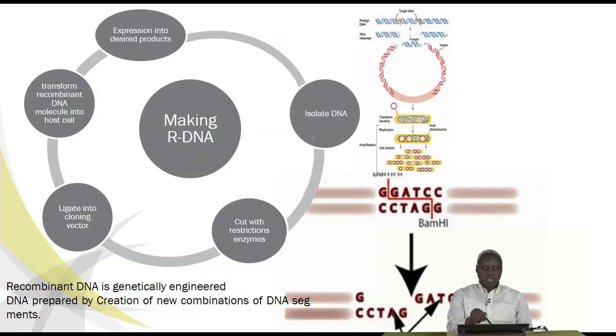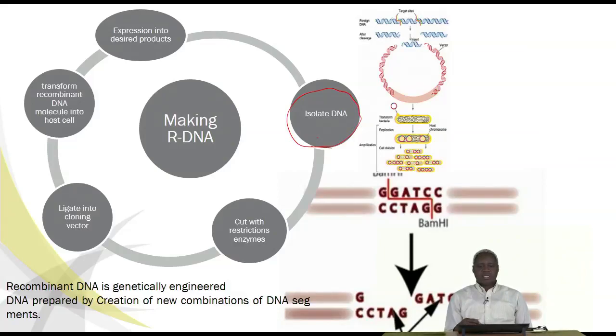The first one is isolation of DNA. This DNA, you can get from a wild type strain. It's where bioinformatics is applied, where you can search online for the gene you want. Then you can isolate that gene from the wild type strain. Then you can cut that gene using restriction enzymes. These enzymes you can buy from the market. There are companies which make these enzymes.